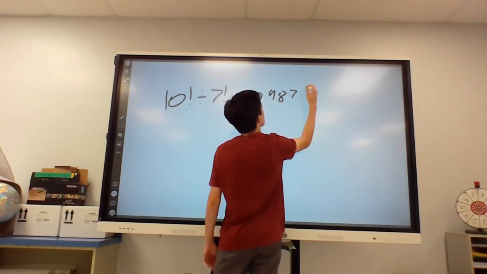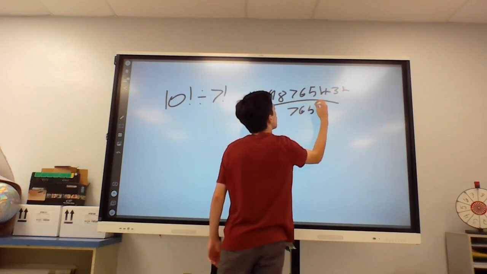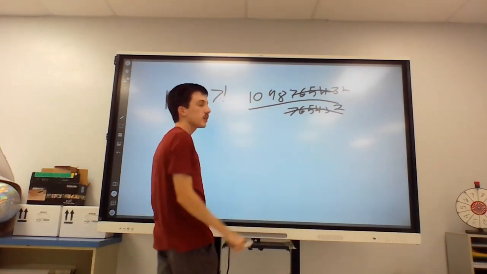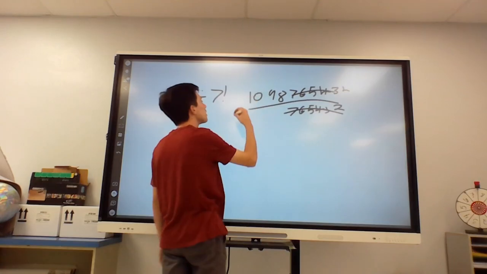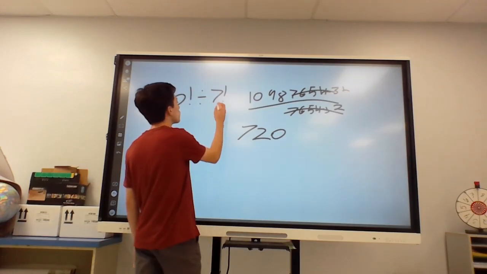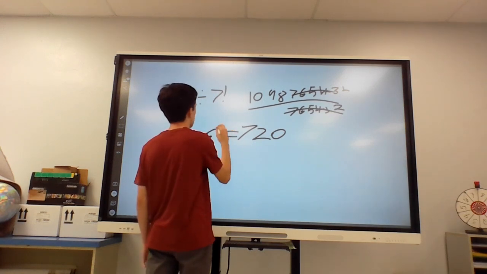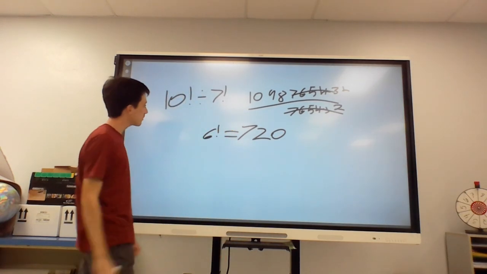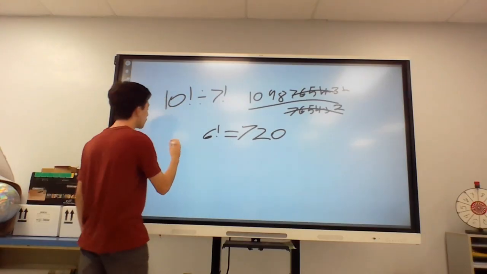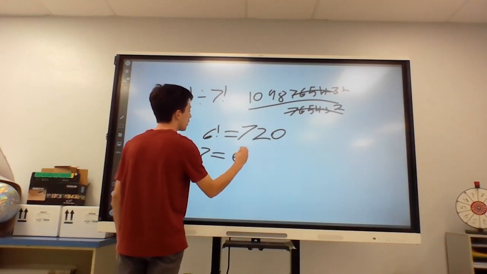10, 9, 8, 7, 6, 5, 4, 3, 2 over 7, 6, 5, 4, 3, 2. These cancel out, and you're left with 10 times 9 times 8, and you're like, well, that's still big. But if we multiply these together, we get 720, and if MOPS is called, then we can use an extra factorial. This equals 6 factorial. That's really nice. Another thing, I don't know the full proof of this, but 10 factorial divided by 7 factorial does equal 6 factorial to the power of 2.